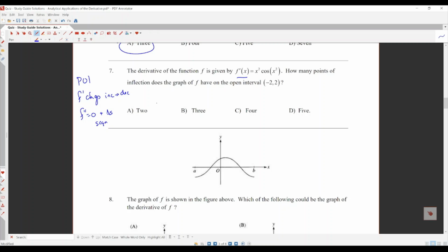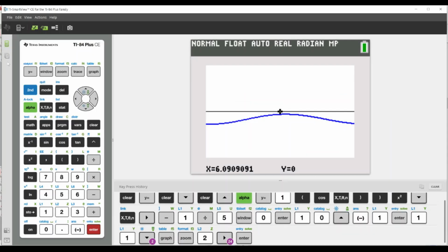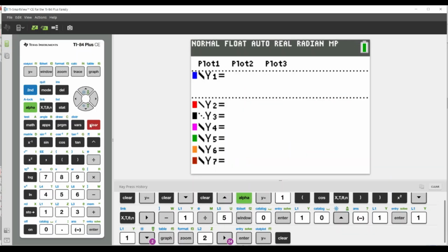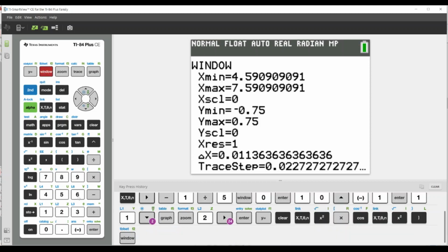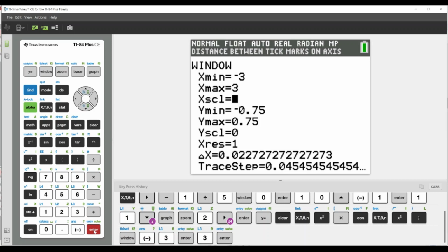So I could do this 2 different ways. I can just graph the graph of f prime and find out where it's changing from increasing to decreasing, or I could actually find the second derivative and graph that. Well, if I don't have to find a derivative, I'm happy there. So I'm going to go back to my graphing calculator, get rid of this function here. Here I need x squared times cosine of x squared. Now, we're going to the window and we're going to go -2 to 2. So I'm just going to go -3 to 3. I always give myself a little bit of a window.